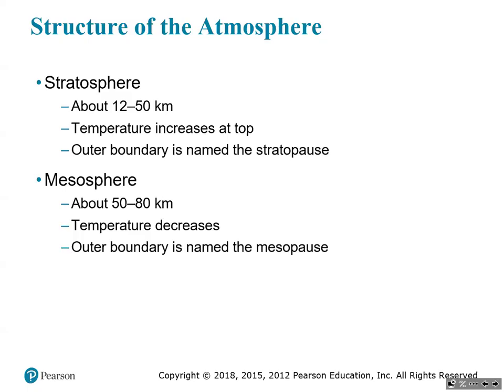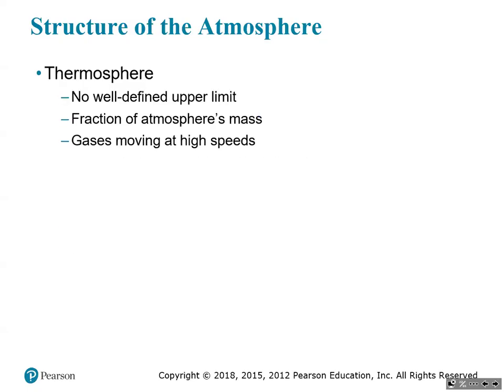Above the stratosphere is the mesosphere. In the mesosphere, the temperature decreases again as you go up. This goes from about 50 to about 80 kilometers. The outer boundary is named the mesopause. And then lastly, there is the thermosphere, which is above the mesosphere. So from about 80 kilometers up. It doesn't really have a well-defined outer limit.